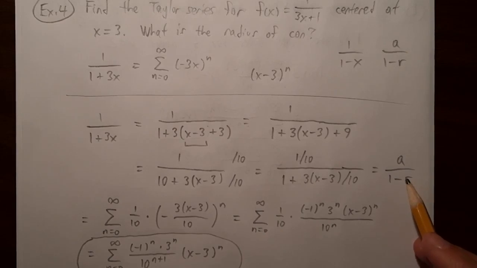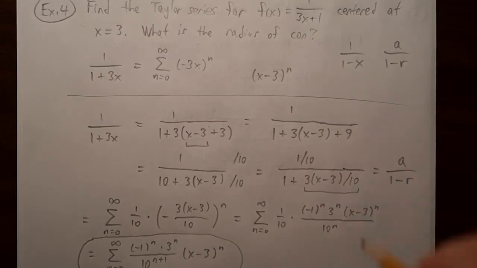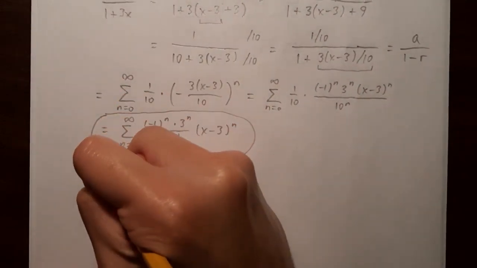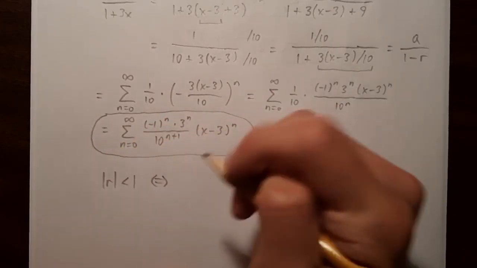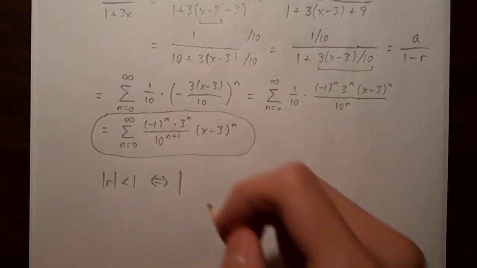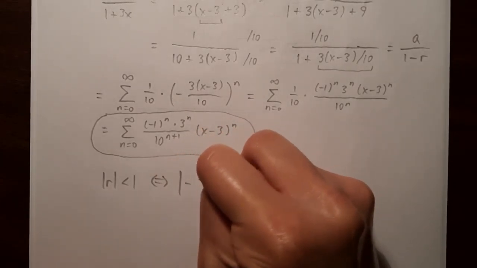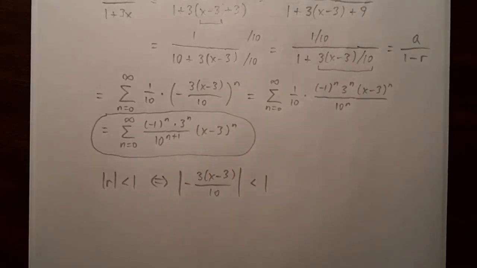All right, so we just need to find out what this little r was in terms of x. So what expression was playing the role of little r? So it was this one right here, I think, right? Except it has a negative sign in front of it. So the condition for convergence is the absolute value of r needs to be strictly less than 1. So in this case, that means the absolute value of negative 3 times x minus 3 over 10 needs to be less than 1.